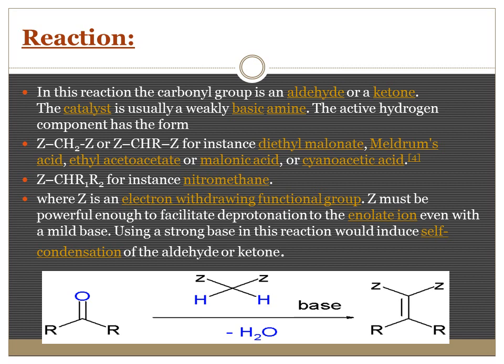The active hydrogen component has the form Z-CH2-Z, where Z is an electron withdrawing group, like diethyl malonate, Meldrum's acid, ethyl acetoacetate (EAA), malonic acid or cyanoacetic acid, and so on. For instance, if you take Z-CH-R1-R2, here we are using nitromethane, so the nitro group will be your Z group, and CH, R1 and R2 will be the methane group with hydrogens attached to it.